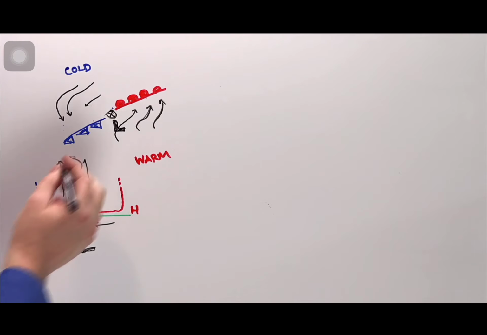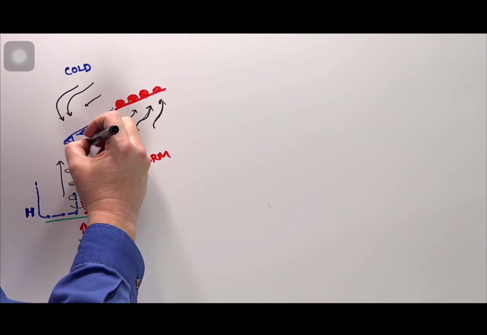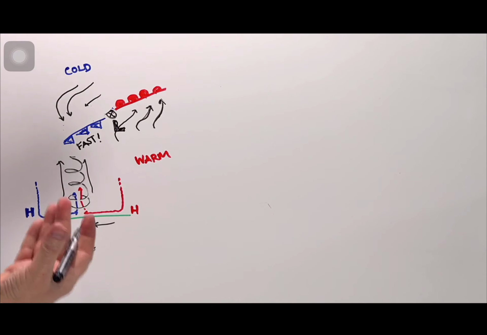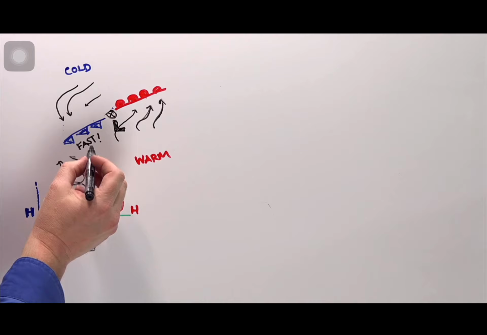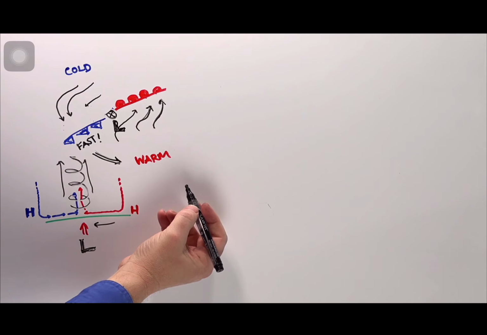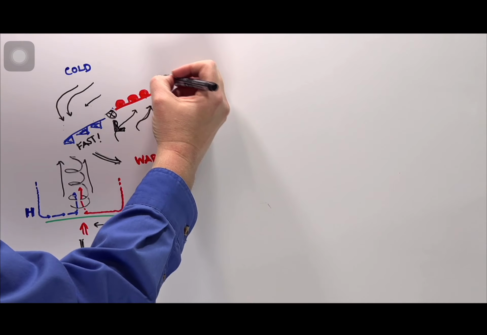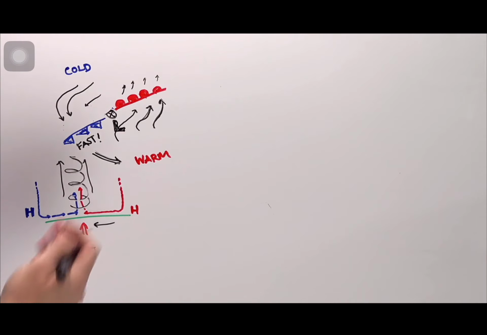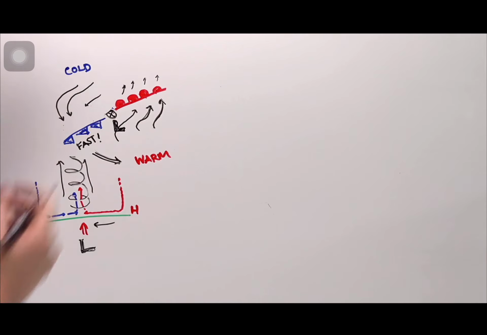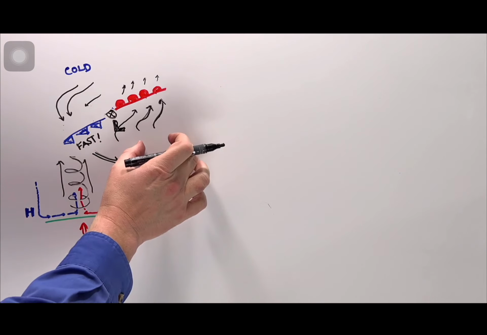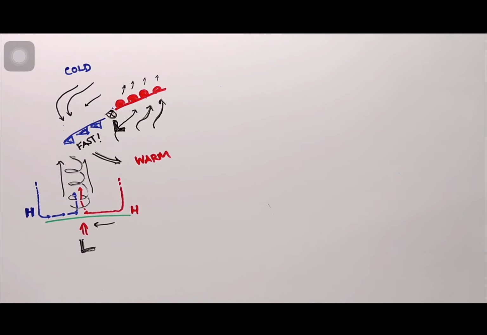wave. The cold air is always very fast. Remember, it's very dense. So the cold air is going to move really, really fast in that direction. The warm air, it tends to plod. Warm air is not very dense, so it's a little bit more lazy in terms of moving. So the speed of a cold front is typically very fast. The speed of a warm front is typically very, very slow.